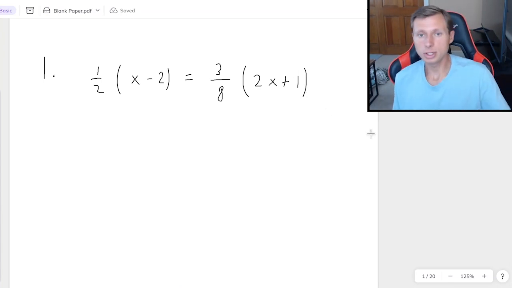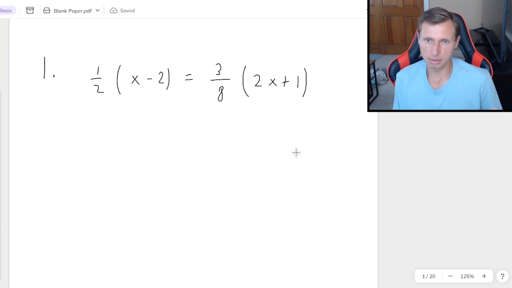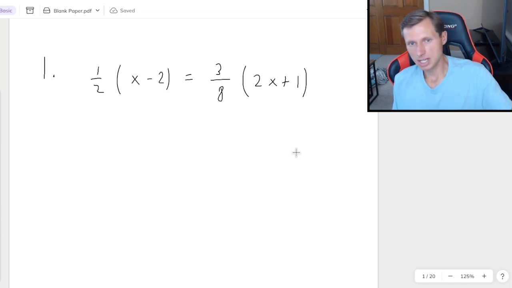Now one thing you can do is you can distribute the 1/2 to both terms and the 3/8 to both terms. However, I don't recommend it because then we're going to be dealing with fractions for the rest of the problem. Instead, what I'm going to do is I'm going to find the least common denominator, which in this case is going to be 8 because 2 times 4 gets me 8. And then I'm going to multiply both sides by that least common denominator.